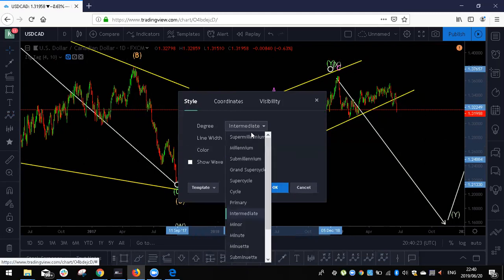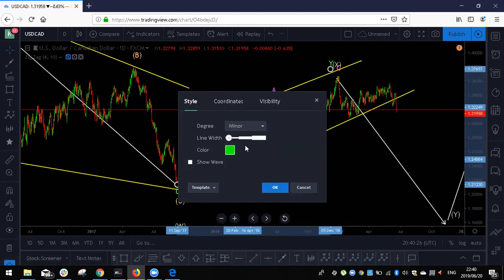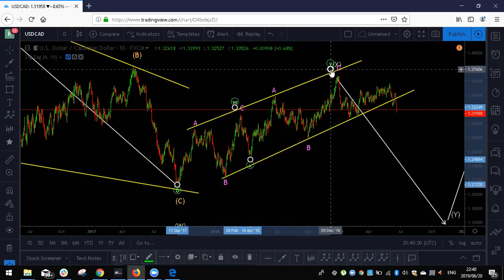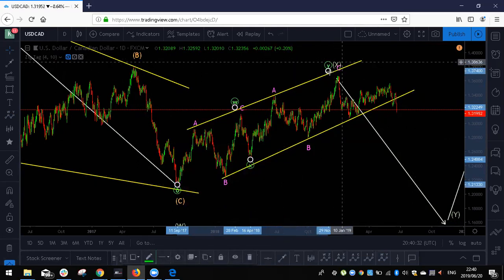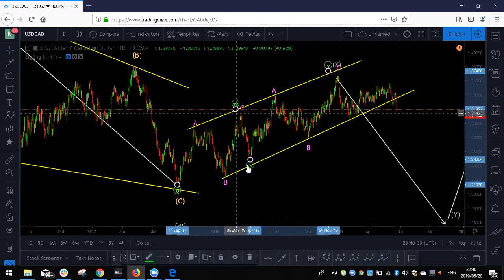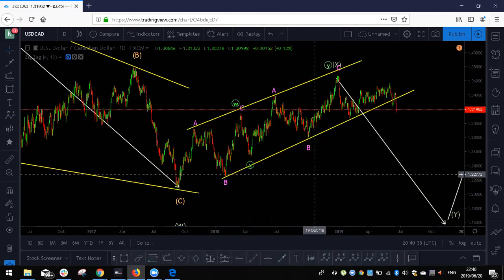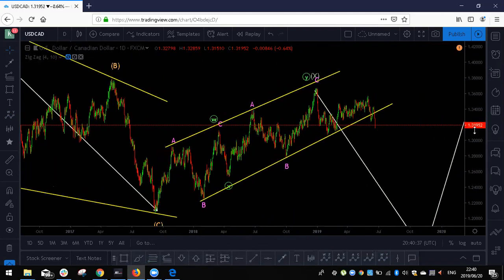Make it green. Then it's a minor. Let me make it a minute degree, just so it looks different from that one. Okay, so the inner structure is done.